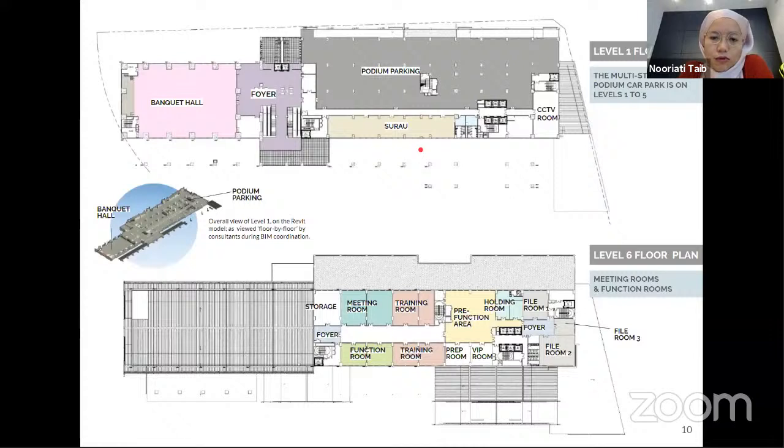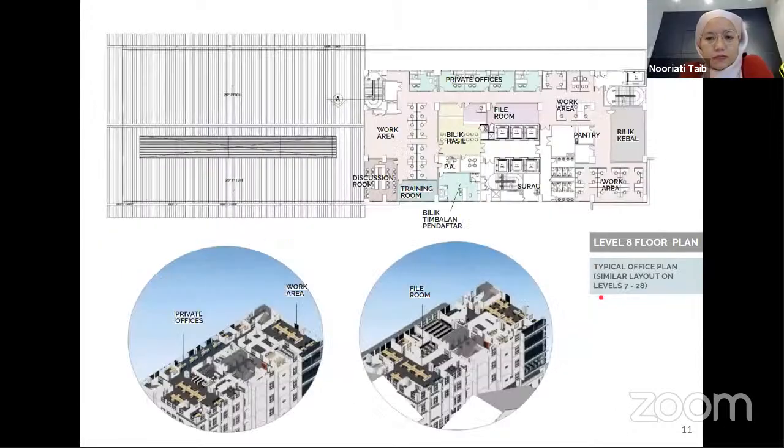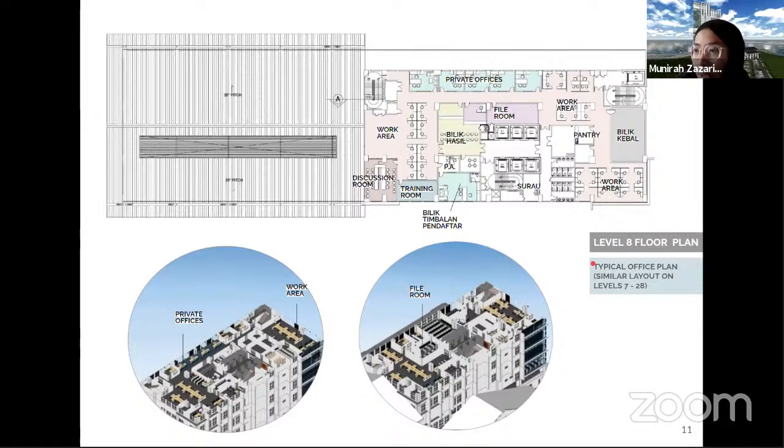On level 1 is the Banquet Hall and podium parking. The podium parking is located on levels 1 to 5. And on level 6 are training, function, and meeting rooms. Next. So from level 7 onwards are private offices. The typical office layout is as such. However, there are slight variations on some levels as seen in the images on the bottom left and right.